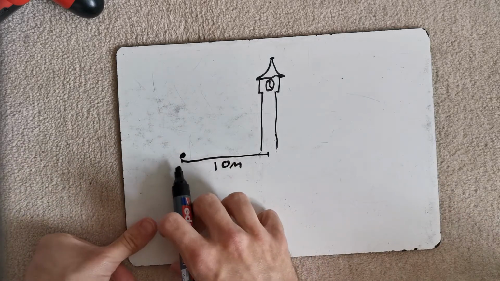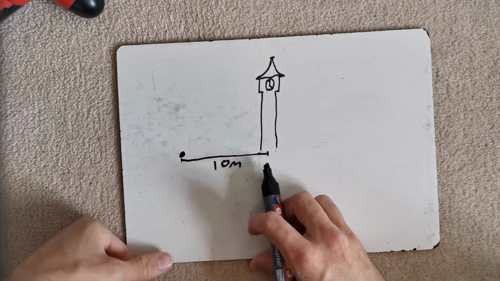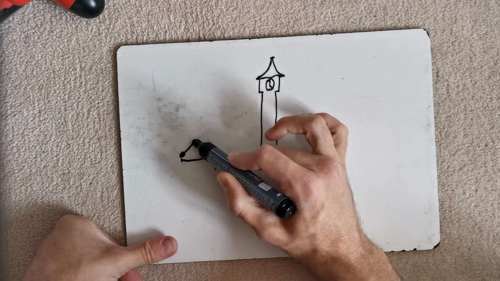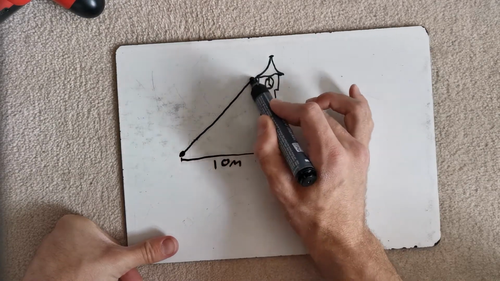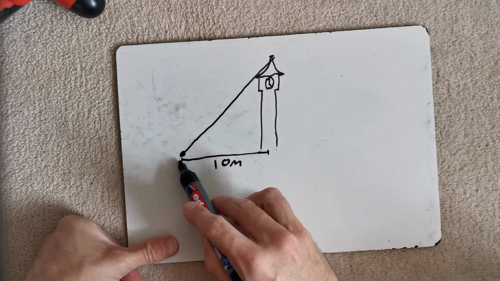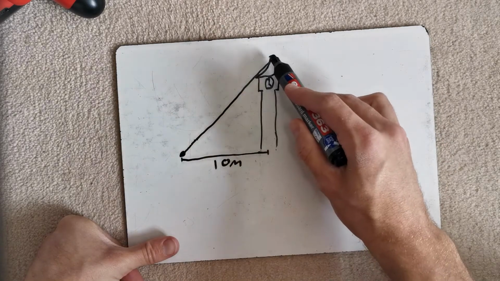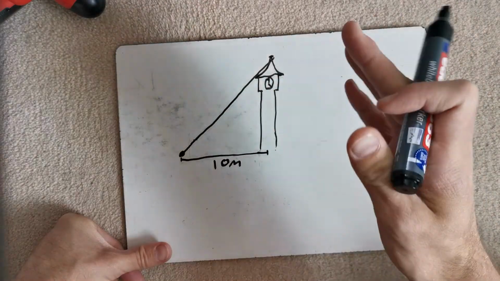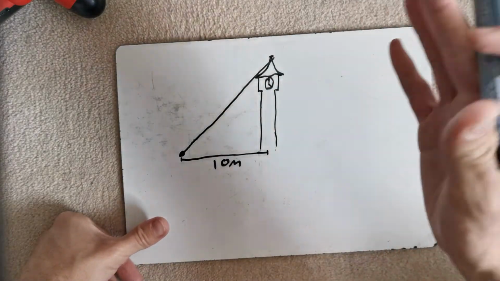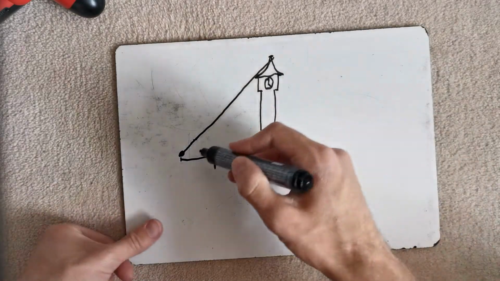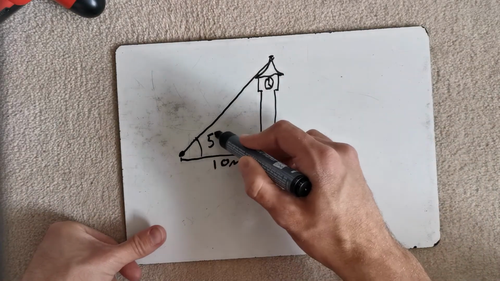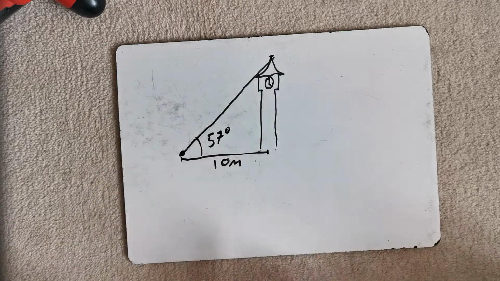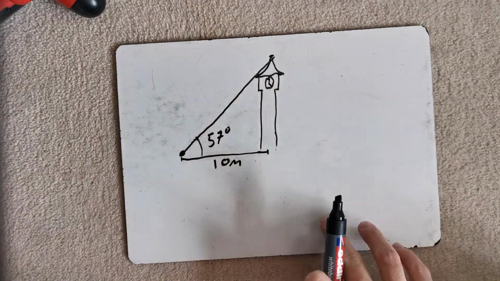We stood 10 meters away from the base of the tower, and we measured the angle from where we were stood up to the top of the tower. We just kind of estimated it. It was a very, very broad, very imprecise kind of angle measurement. We found that it was 57 degrees there. And from that, we could find out how tall this tower was.